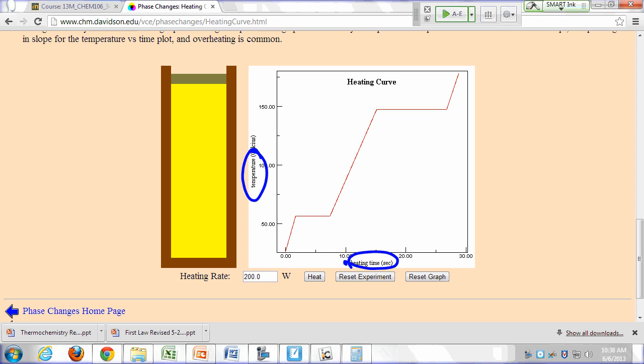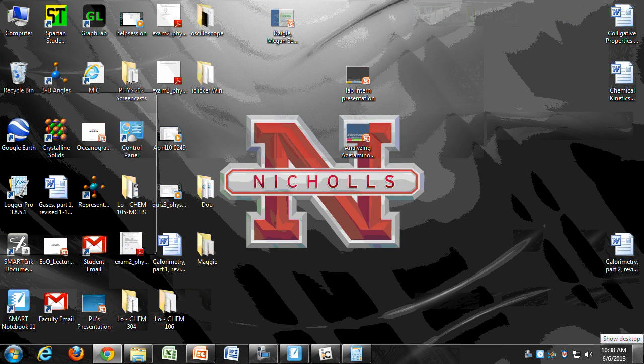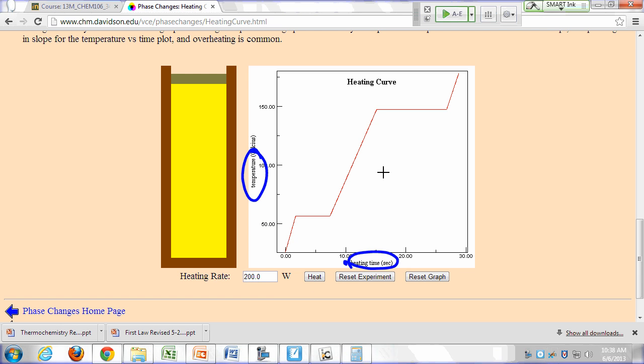So this is what's called a heating curve. This is what you would call your melting point or freezing point. Why is the melting point and freezing point the same? The temperature where a solid melts is the same temperature where the liquid freezes. So the freezing point of water is 0 degrees Celsius. That's the melting point of ice. And over here, that's your boiling point. Okay? So while something is boiling, the temperature doesn't change.